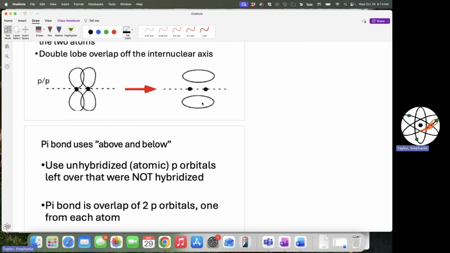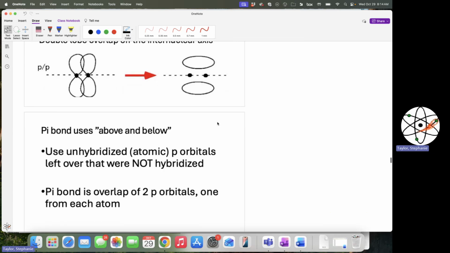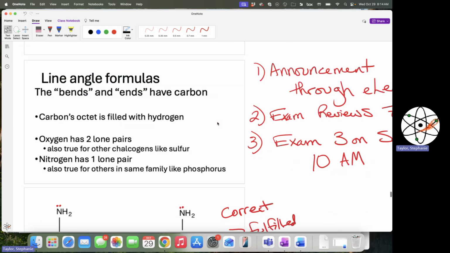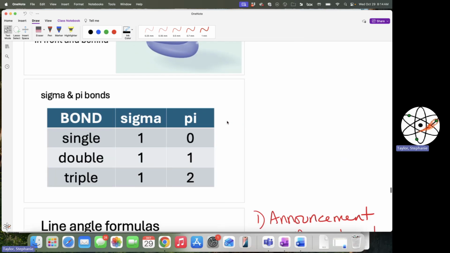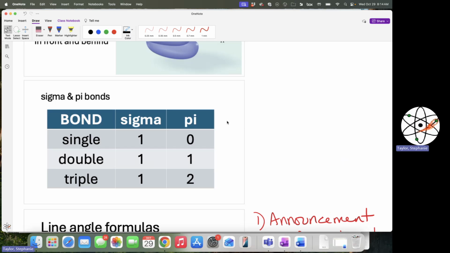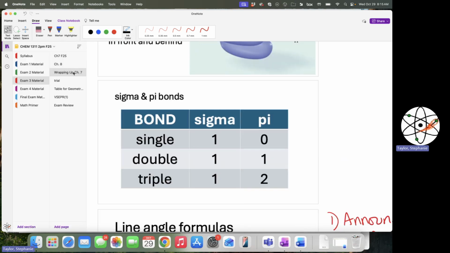As you might imagine in three dimensions, you can also do this in front and back. So that's a little bit difficult to show. Your textbook does, though, take a swing at it, and that looks like this, where it's doing one pi bond above and below, and a second pi bond in front and behind. That's what's actually happening there in that setup. But that's how we actually get this particular set of which bonds are which as we go along.